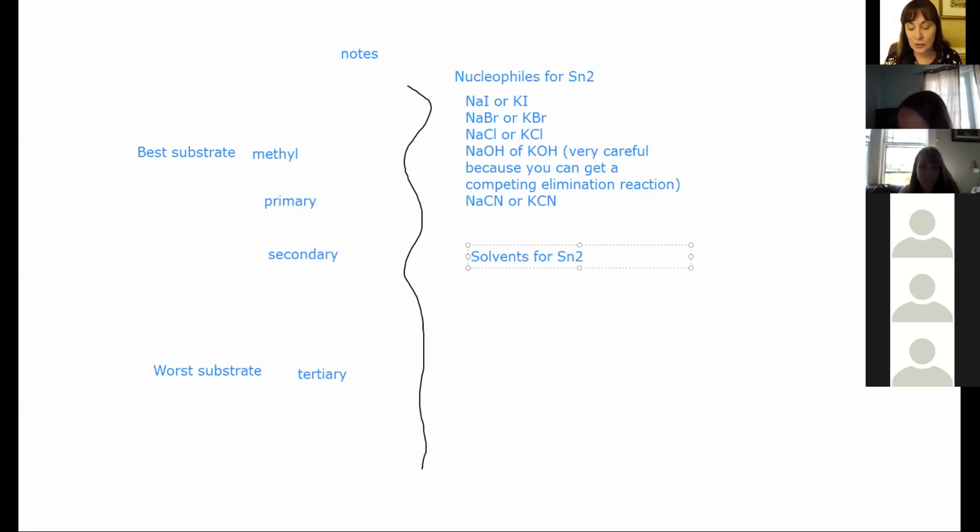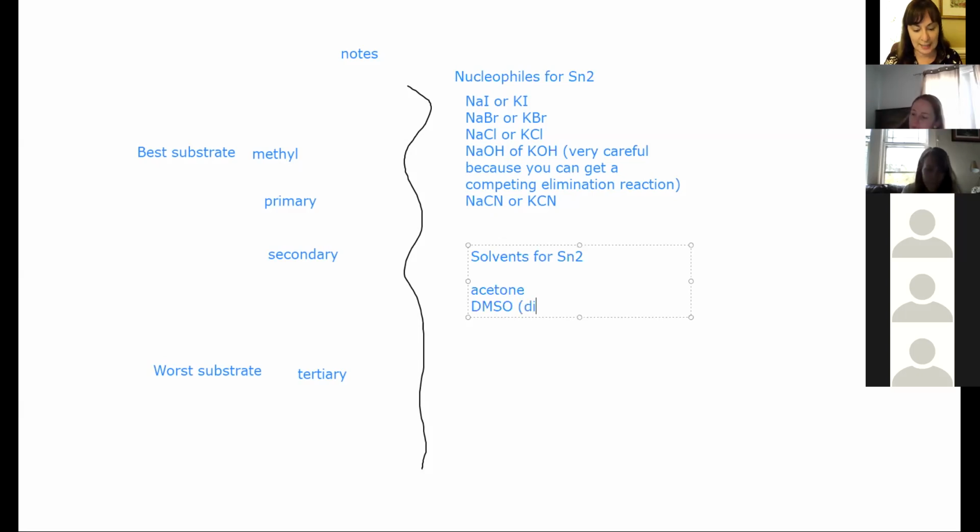And remember, the solvent doesn't take part in the reaction, but it can give you a clue of what kind of reaction you're trying to do. And those solvents are acetone. Acetone is the most common solvent that you will see for the SN2 reaction. And there's one more that you've never seen before, unless you have horses or cattle, then you've seen it before. And that solvent is called DMSO.